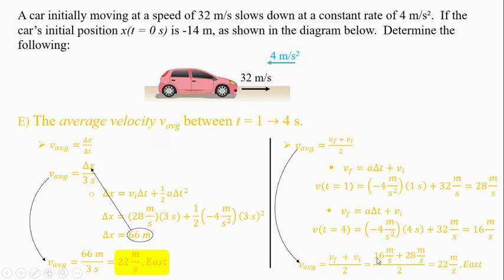And then 16 plus 28 is 44. And then 44 divided by 2, which is 22. Here is meters per second. Again, it says average velocity, so I'll include the direction east just to be proper.